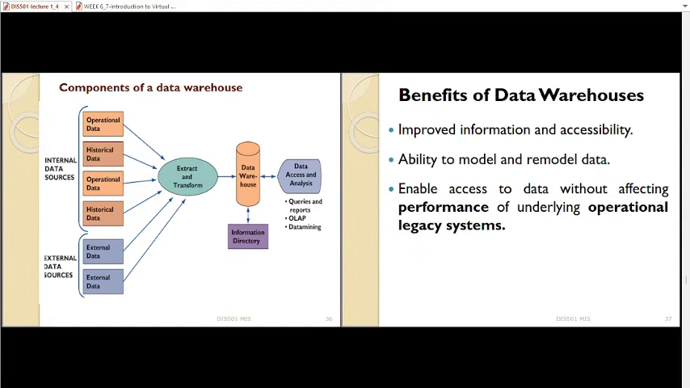So we have benefits of data warehouse. There is improved information accessibility, and there is also the ability to model and remodel data. That is, you can look at it from different perspectives. Like if you are a company that has been selling vehicles over a period of time, you can look at it based on maybe a particular year.